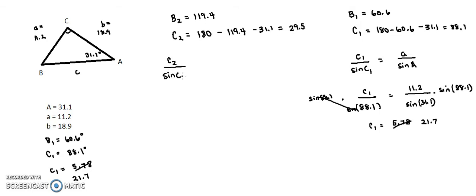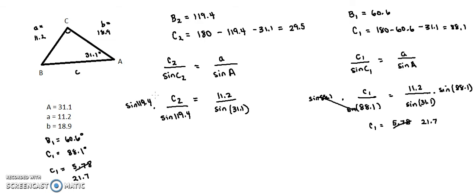So c2 over sine C2 equals a over sine A. Okay, we're going to multiply both sides by, now let me plug them in. So c2 over sine 119.4 and little a over sine A. There we go. Now we can multiply by sine 119.4. So we plug all of that in the calculator. Hopefully I got this one right, and I get 10.6.